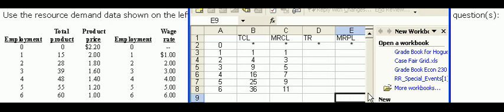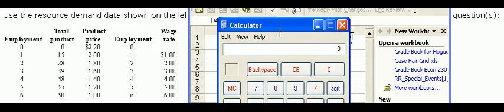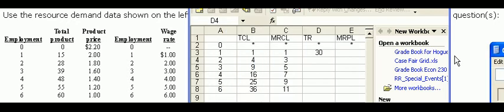Okay, now it's time to move on to total revenue. Total revenue is just P times Q. We have P here, and total product, of course, is Q. That's your total production. So 15 units times $2 gets us $30. And the next one we have is 28 times $1.80. Of course, we'll need a calculator for that, so I'll bring that up on the board. 28 times $1.80 gives us $50.40.